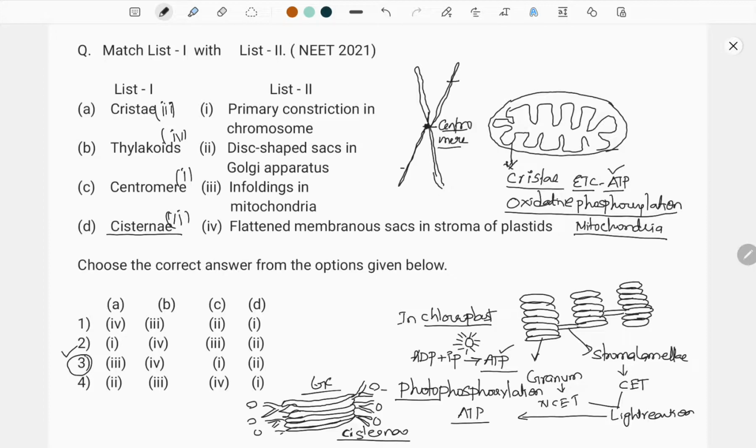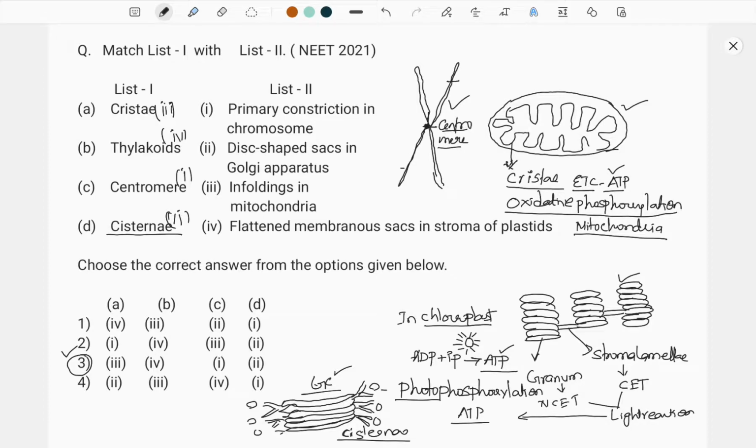So it's a really beautiful question. He was trying to cover as many concepts as he can in this. He covered mitochondria, chloroplast, and even chromosome and Golgi complex. And in every cell organelle, he included the most important one. The most important structure of that cell organelle is asked here. So this is one of the most comprehensive questions asked in NEET 2021.